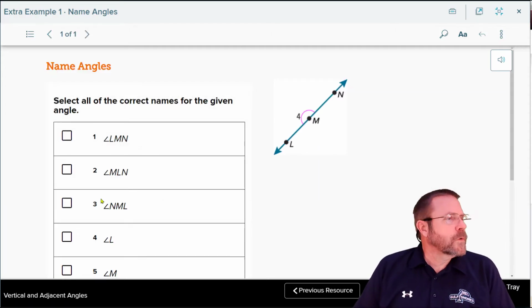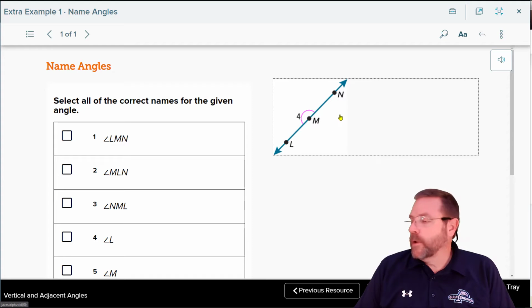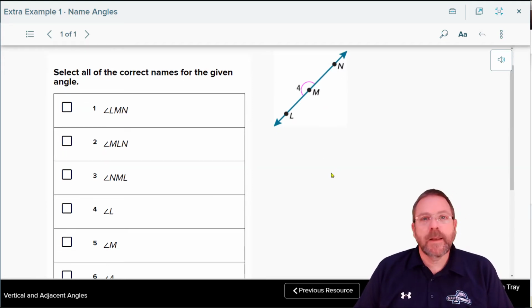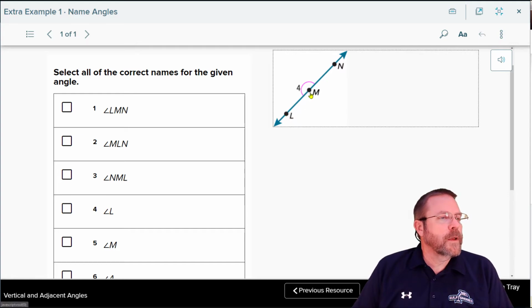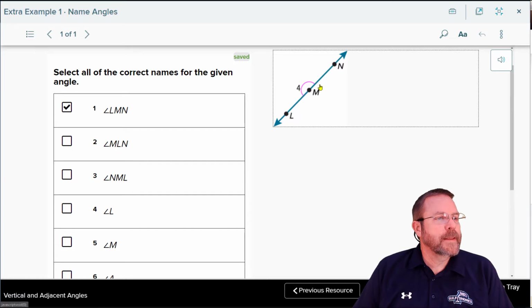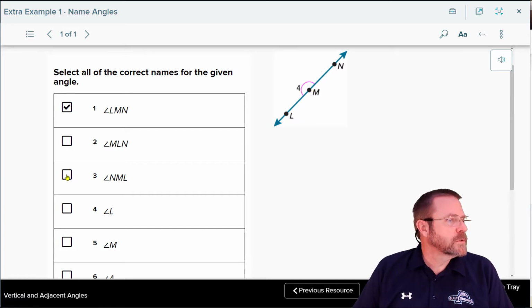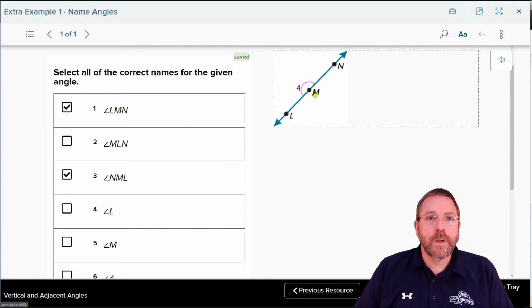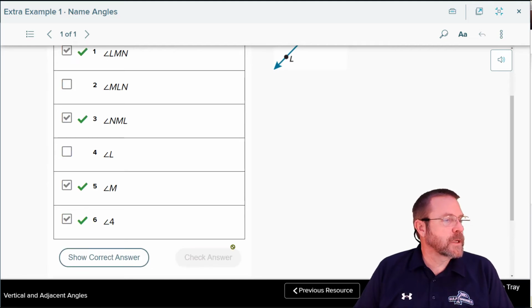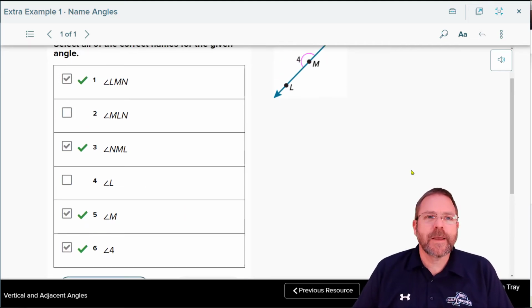Now it's going to be your turn. Take a look at this angle here and figure out all the different ways that you can possibly name that angle and get away with having a good answer. How'd you do? Well, first off, we could go LMN, which is option 1. I could go NML, which is option 3. I could just call it angle M, which is option 5. And we could call it angle 4, which is option 6. Check it. Our answer checks. Easy math on these things.